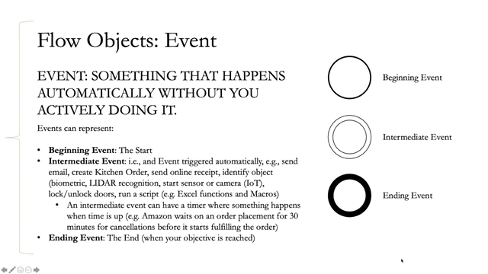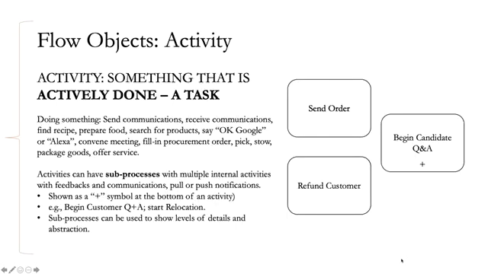So a beginning event is a start. An ending event is when your objective is reached and you finish. In the meantime, you can have a series of intermediate events, things that are triggered automatically, where you really don't have to always intervene. Simply put, it's a handoff between activities controlled by something else or someone else, right? So it could be timed or untimed. Let's go to the next one.